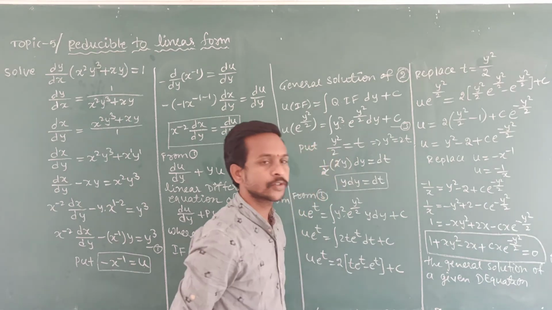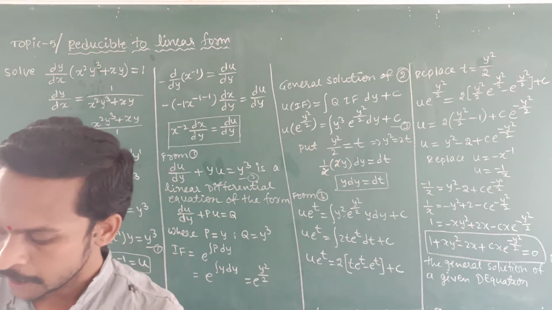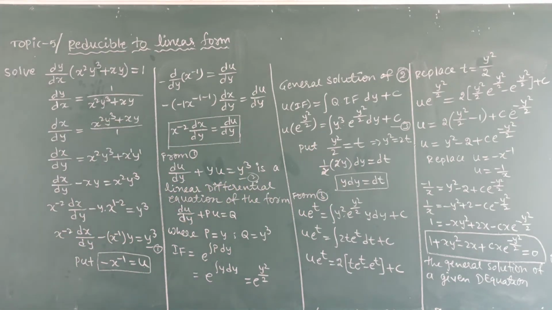Okay, so what we got as the solution: 1 plus xy square minus 2x plus cx e power of minus y square by 2 is the general solution of the given differential equation.